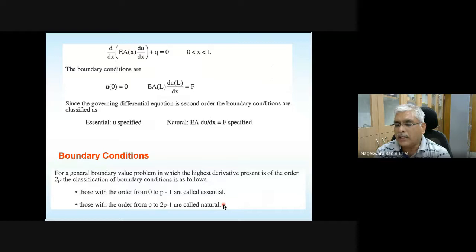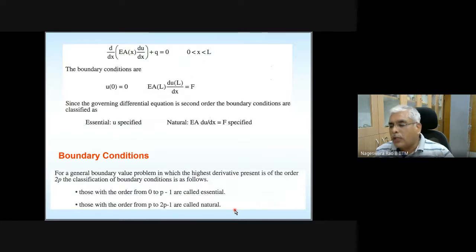Is it clear? For a beam problem, it's going to be a fourth order differential equation. So rotations, or displacement and rotations, are going to be your essential boundary conditions, and moments and shear are going to be your natural boundary conditions.